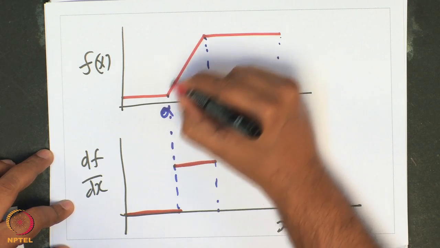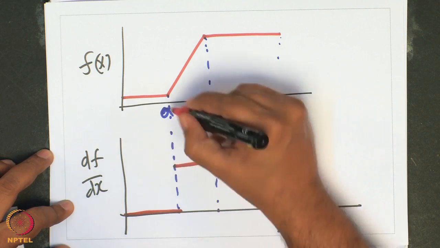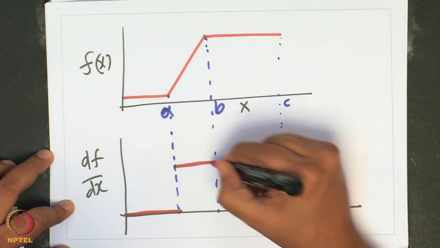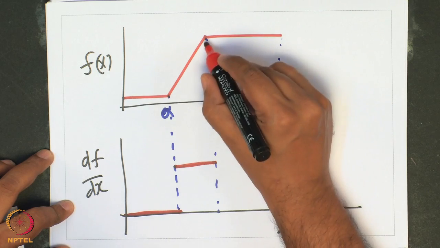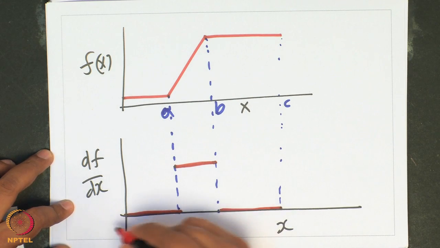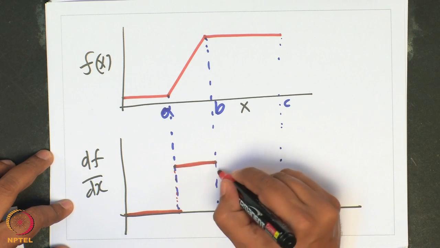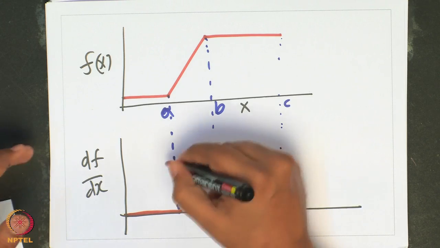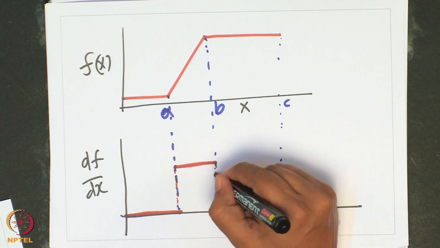From here to here the derivative is the same, it is a constant. If it is 3, it is 3 everywhere. If it is 4, it is 4 everywhere. Whatever be the value, some positive value. And here onwards again 0. So it is almost like a step function if you wish. Suddenly it changes.